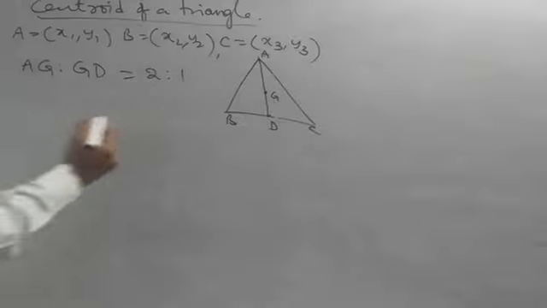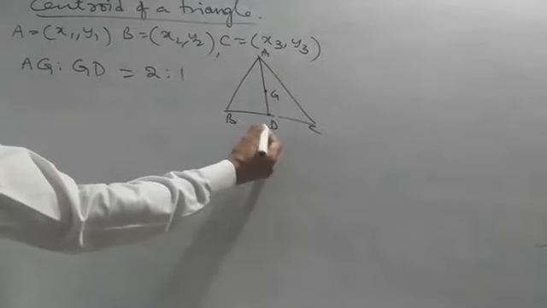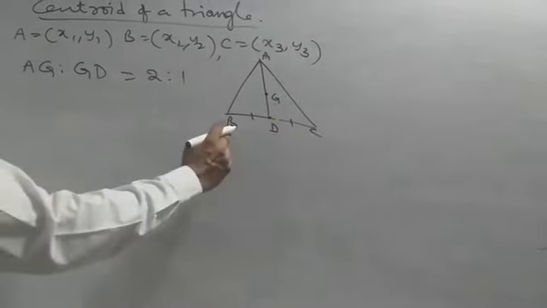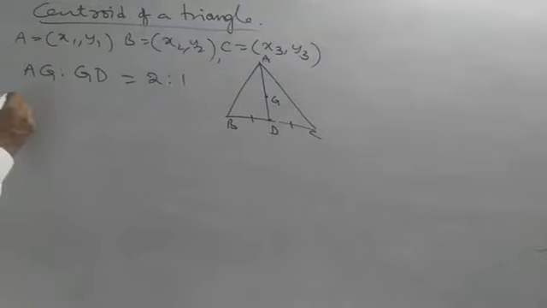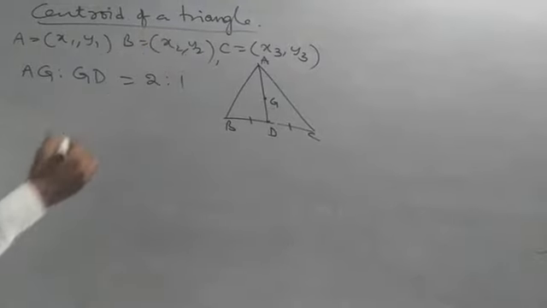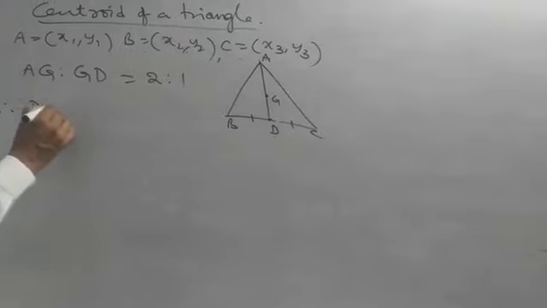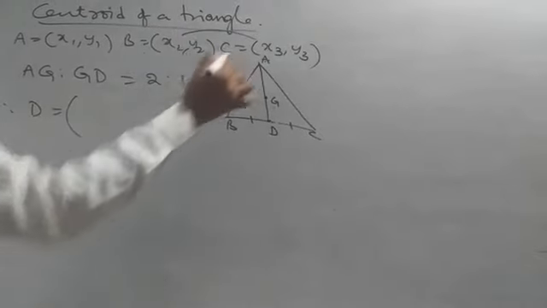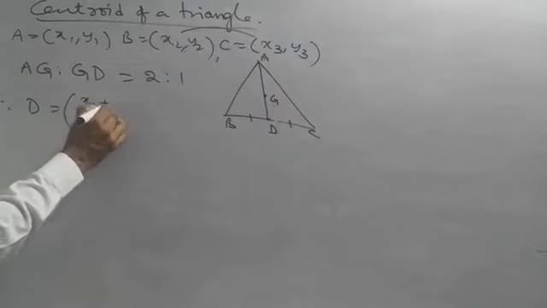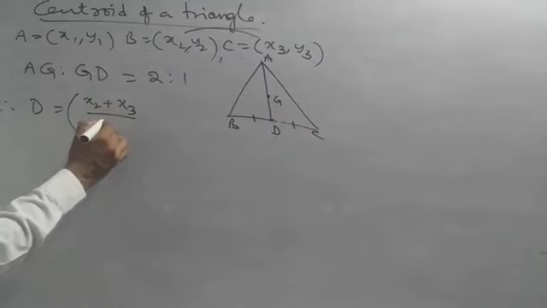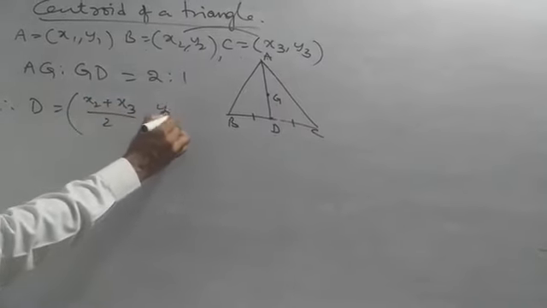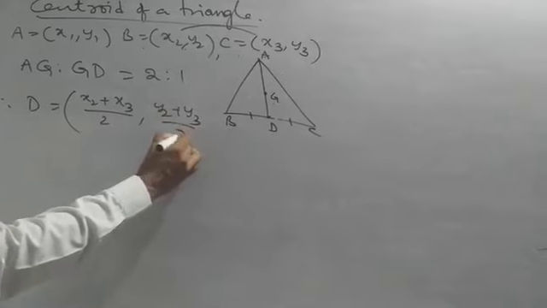So first of all, we need to find D. What we know, D is nothing but the midpoint of BC. Already we are given B equal to (x2, y2) and C equal to (x3, y3). Therefore, D is the midpoint of these two points, that is nothing but ((x2 plus x3) by 2, (y2 plus y3) by 2).